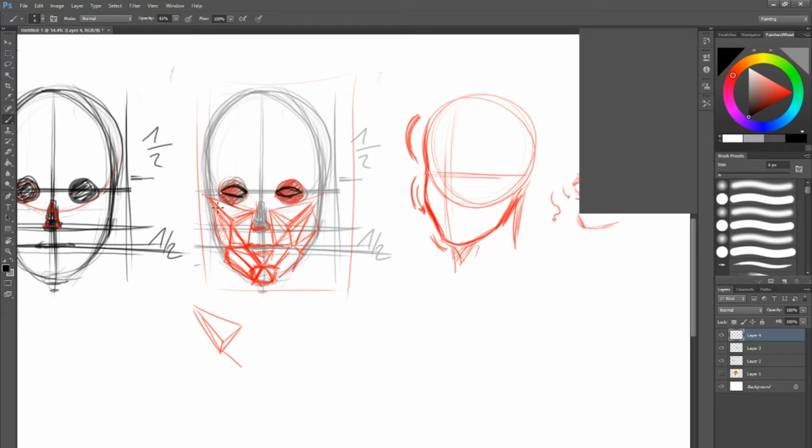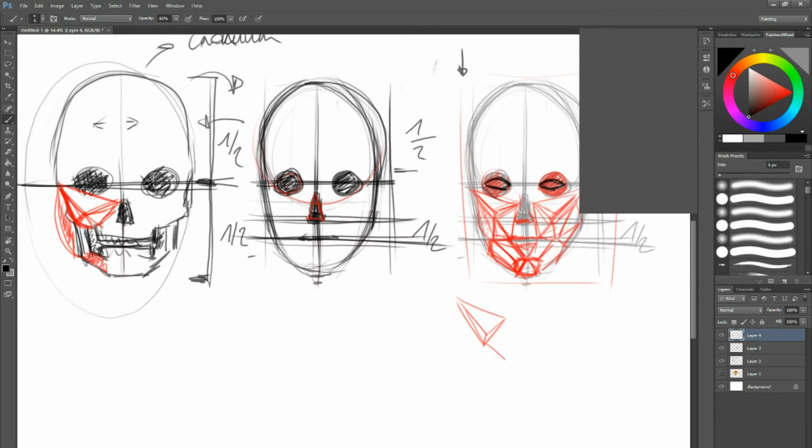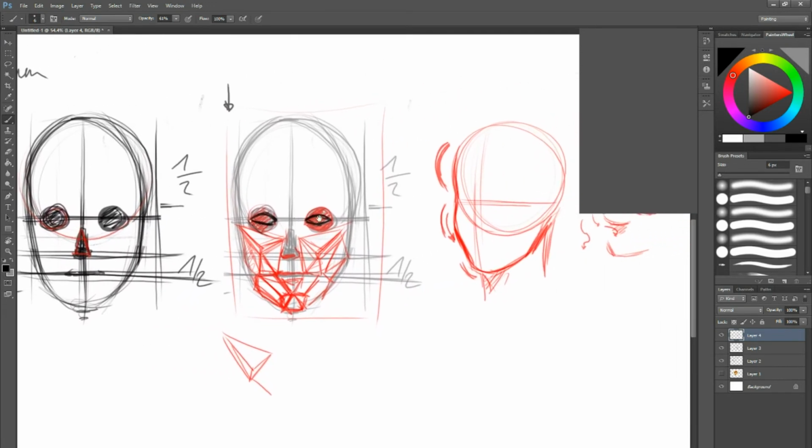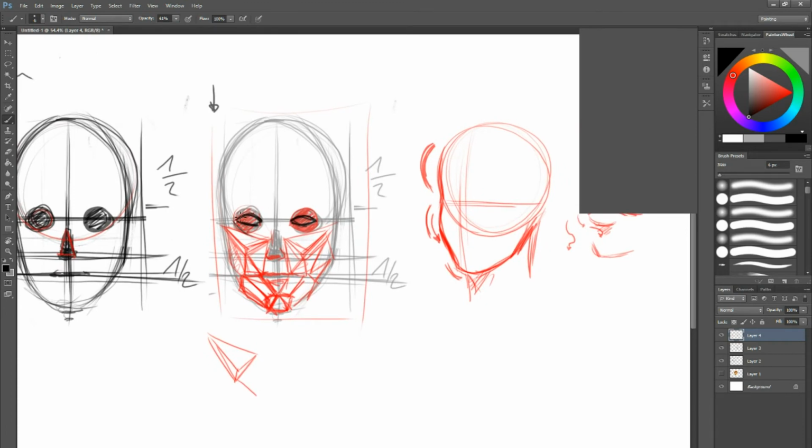Okay, so let's say the light is coming from above here. Now I know the eye socket, as it says, is empty. So I know that there's no light that's going to come here. There we go.